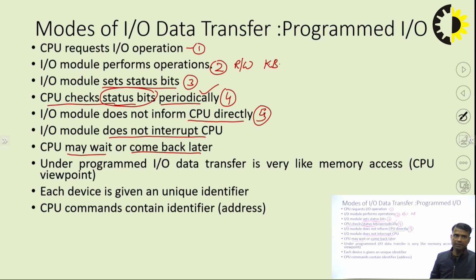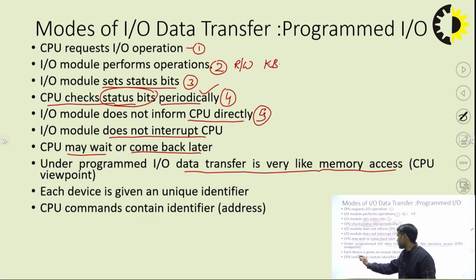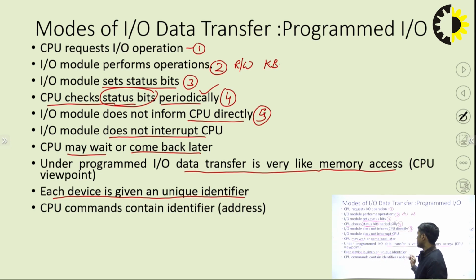So what will happen? Under programmed I/O, data transfer is very like a memory access, like we perform memory access by the CPU. Each device is given a unique identifier address, and the CPU command will look for that address to be read. So the CPU command contains an address identifier for which particular interface it has to read the data.